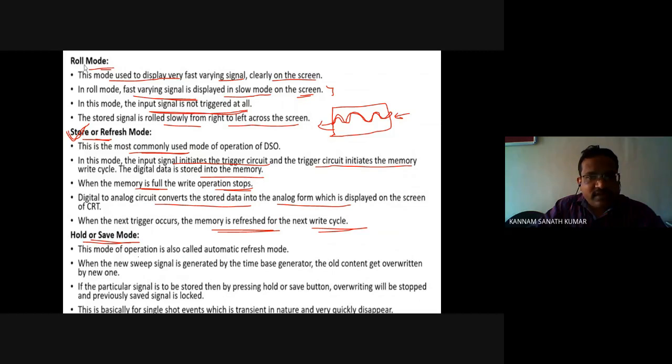You see the hold and save method. This mode of operation is also called the automatic refresh method. So this is the automatic refresh method, and it is referred to the triggering circuit. Okay. So a new sweep, that means a new sweep is generated at the time base generator.